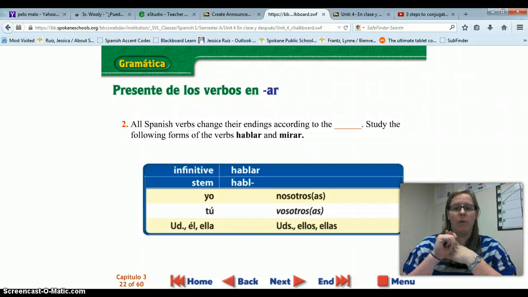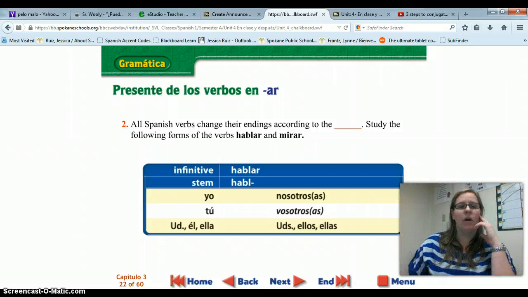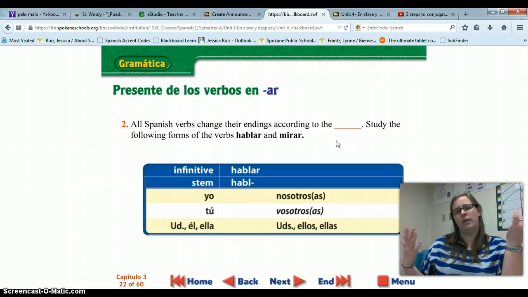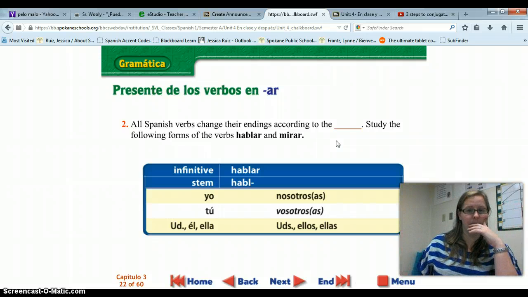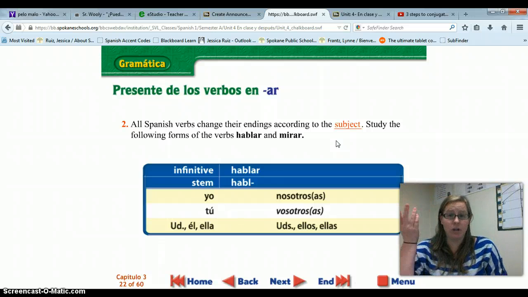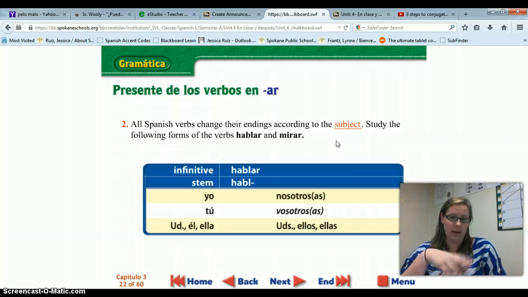The third thing we want to remember is conjugation. What does it mean to conjugate a verb? Well, if we look here on the screen, all Spanish verbs change their ending according to the... So what is the thing that causes us to change our ending? It's going to be the subject. So depending on who's performing the action. So just like with ser and tener, we conjugated them, right? Yo soy, tú eres, él es, yo tengo, tú tienes, él tiene.